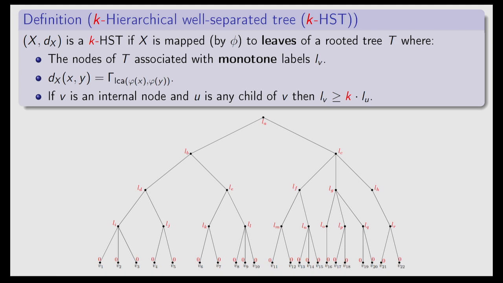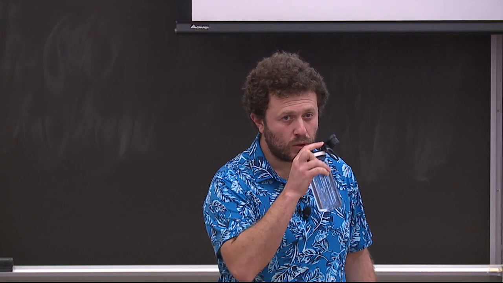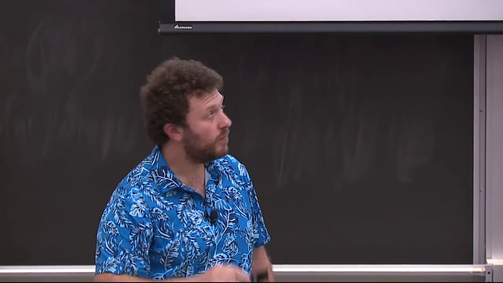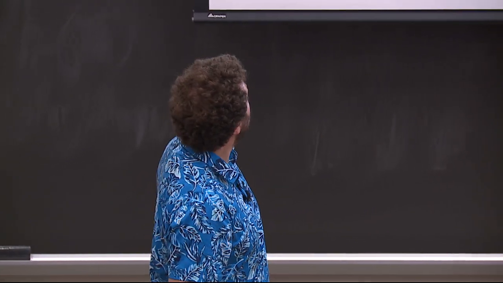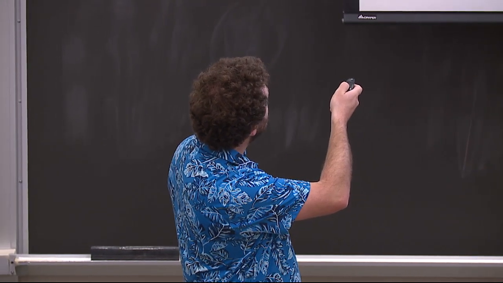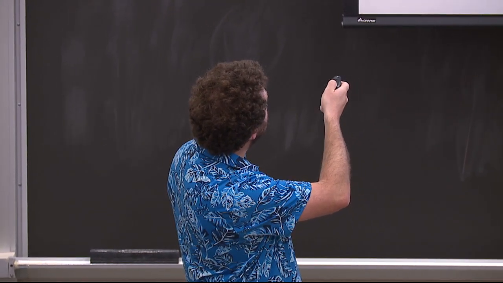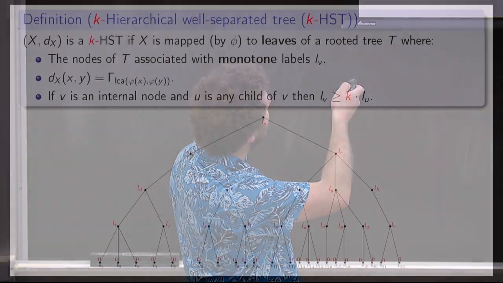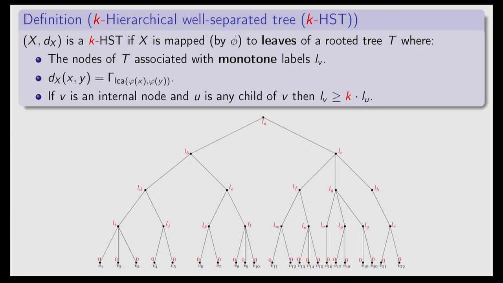Sorry, so gamma here, what is the relationship between gamma and the labels? Gamma is just the label. So gamma is the distance between x and y, which is the label of their LCA. So gamma is the label of D, just notation.